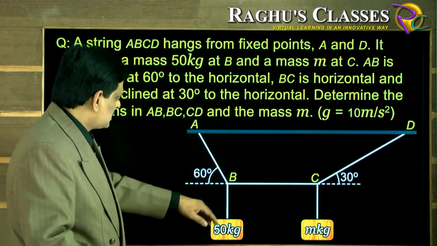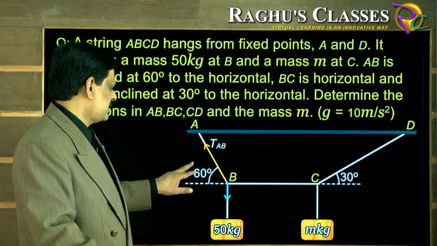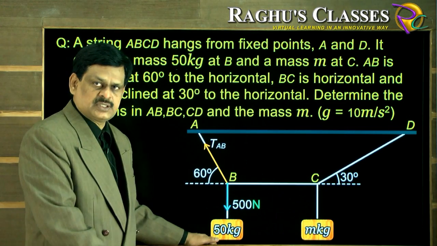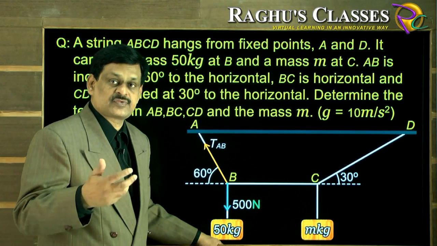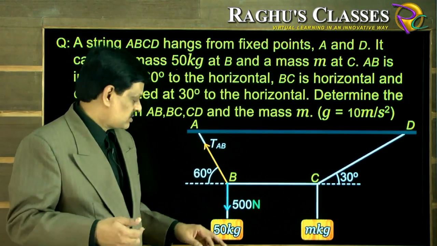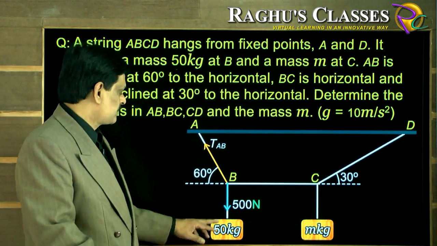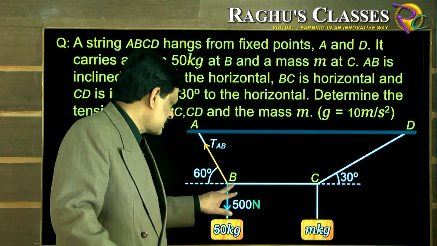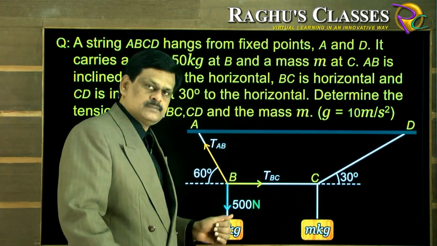So let us put the forces here. Let the tension in this wire be TAB and the weight here for 50 kg. When mass is 50 kg, we know weight is mg, 50 multiplied by g taken as 10 makes it 500 Newton. So when mass is 50 kg, the weight in Newton is 500. This is the other force. The third force in BC we call TBC.